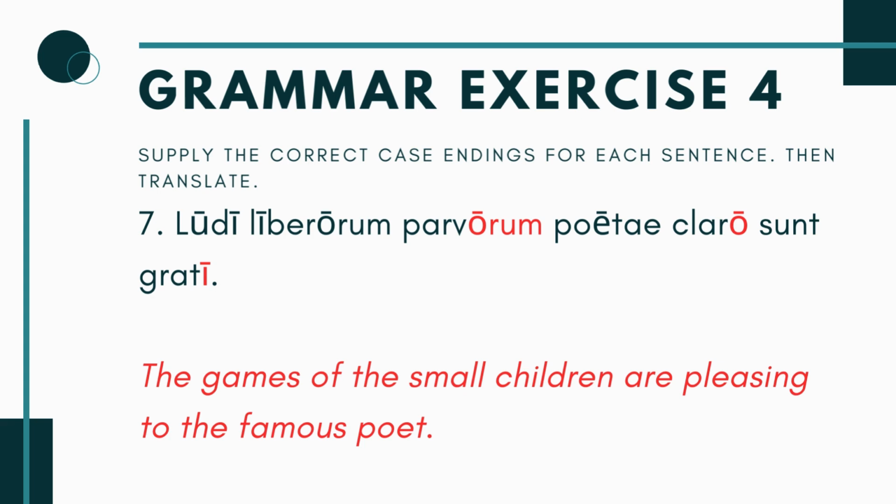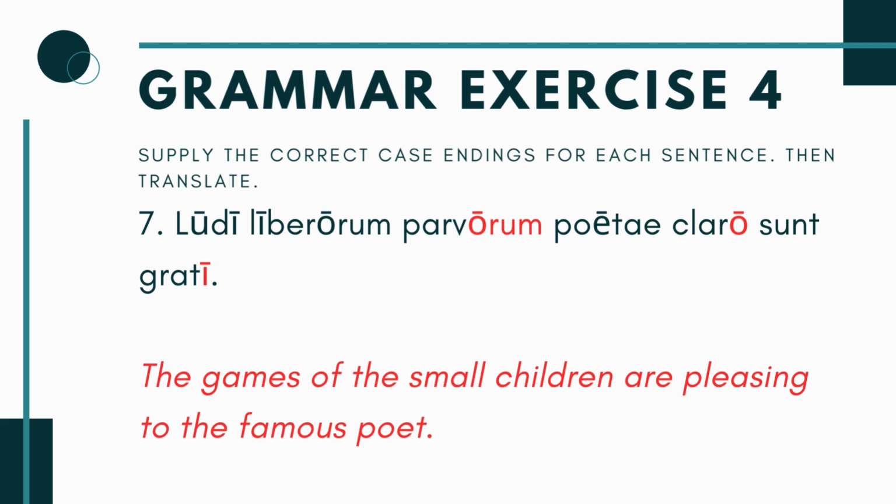grati. Now, this is kind of like, I believe it was number 5 where we saw this. Grati is describing ludi. So the games are pleasing. Since ludi is masculine nominative plural, you have grati being masculine nominative plural, right? Ludi sunt grati. That's sort of our main core of the sentence here. So you're saying the games of the small children are pleasing to someone. Remember, you always need a dative. The dative here is poetai, right? That's first declension, dative singular.